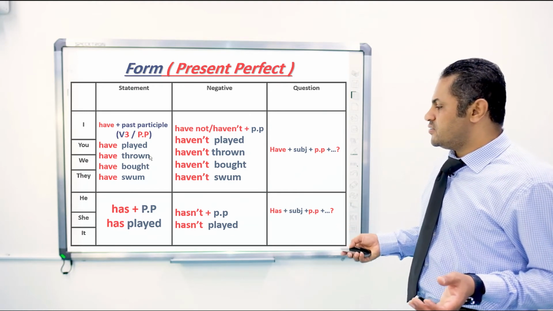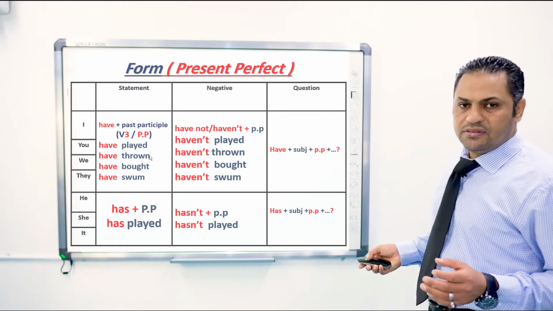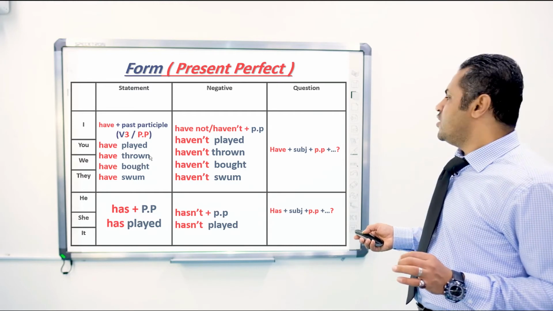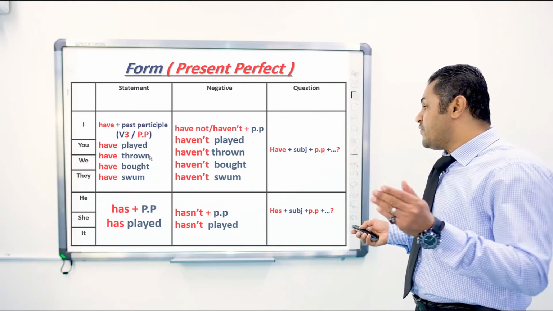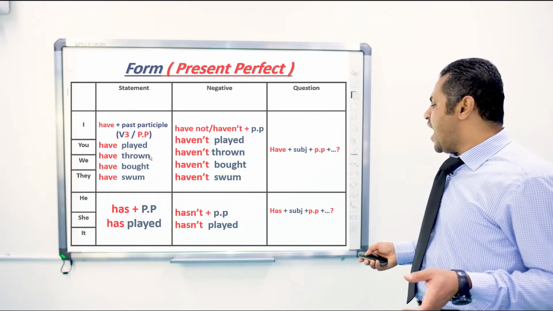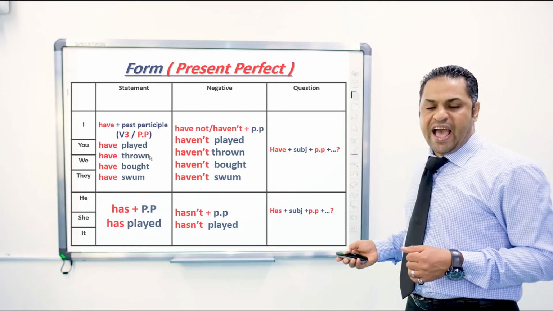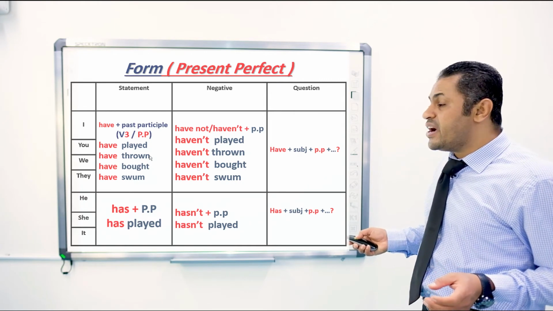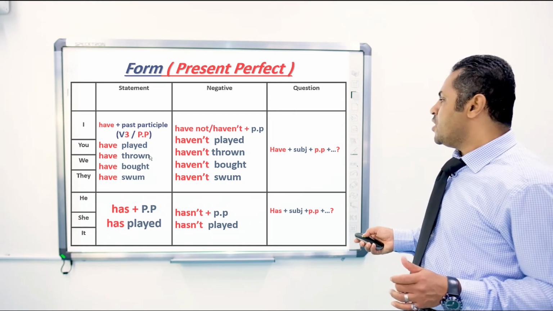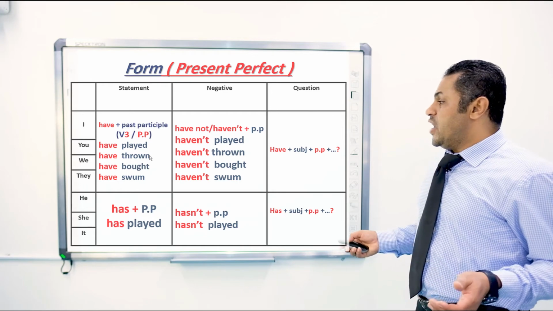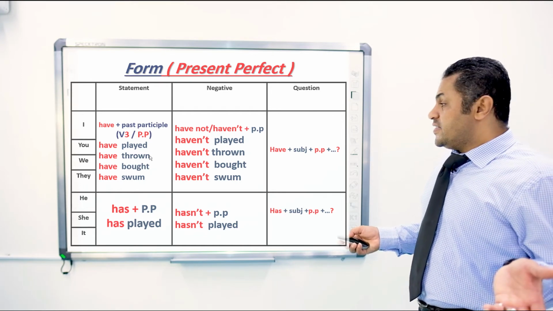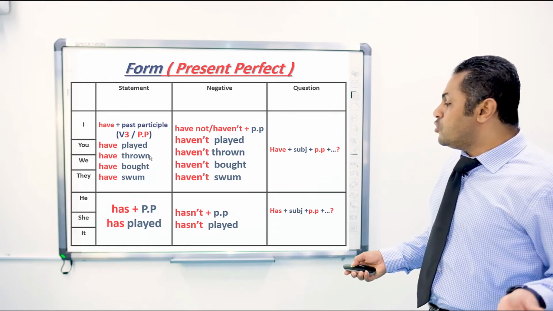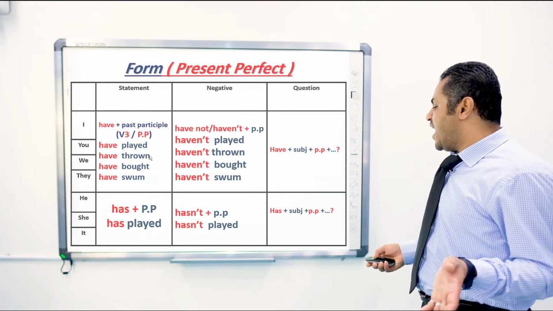Have played. Has played. For negative, we just put not after the verb to have. Have not, or haven't. Has not, or hasn't, followed by the past participle of the verb, or the verb in the third shape, or PP. Haven't played. So the affirmative is have played, the negative is haven't played. With the singular, has played, the negative is hasn't played.